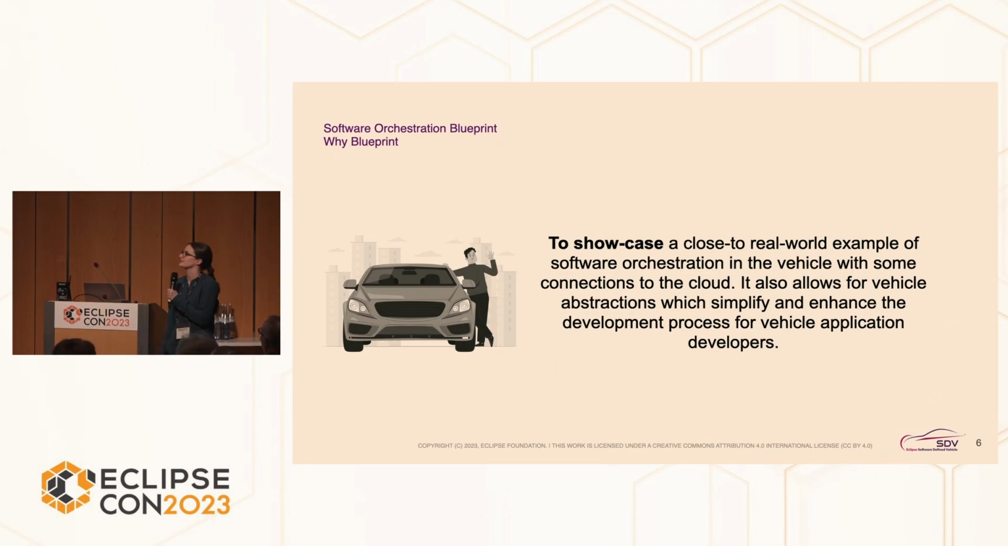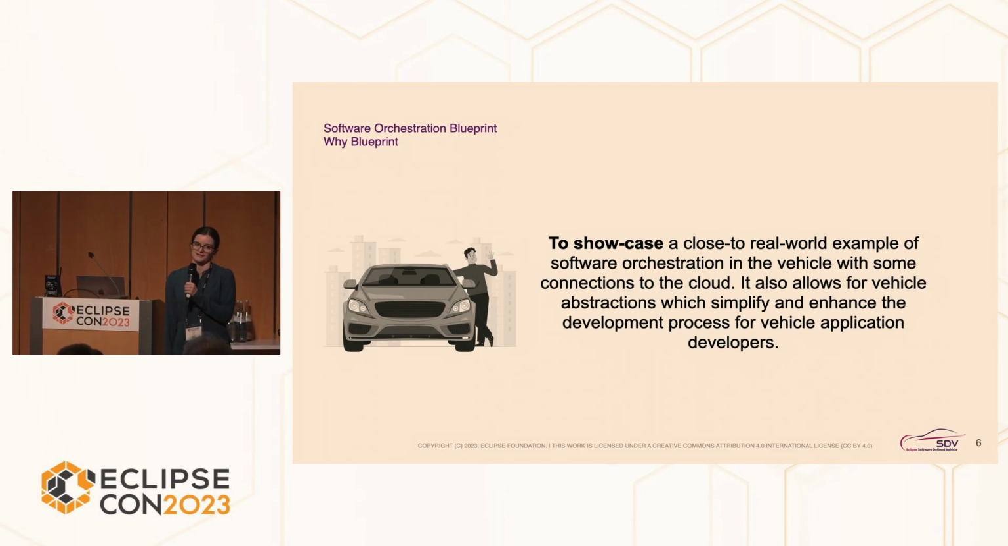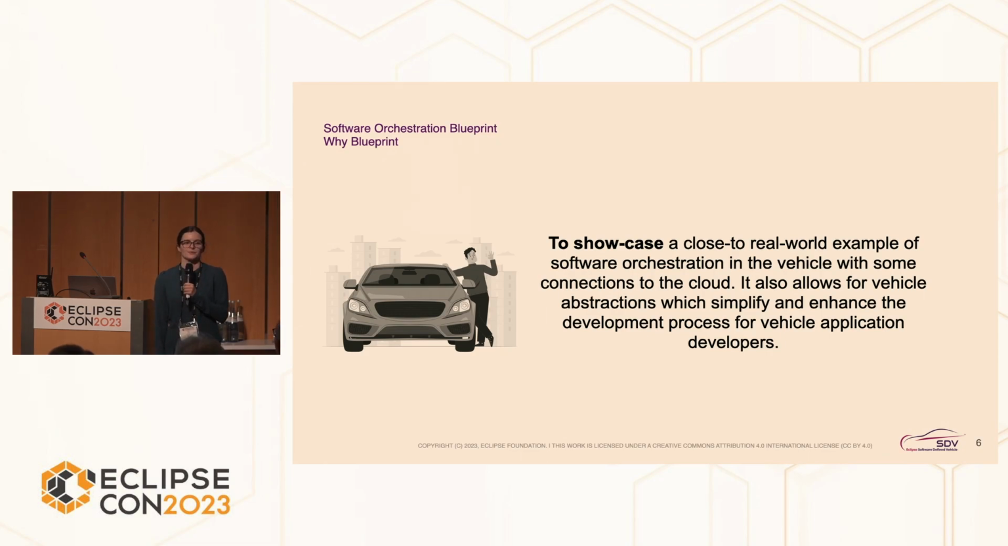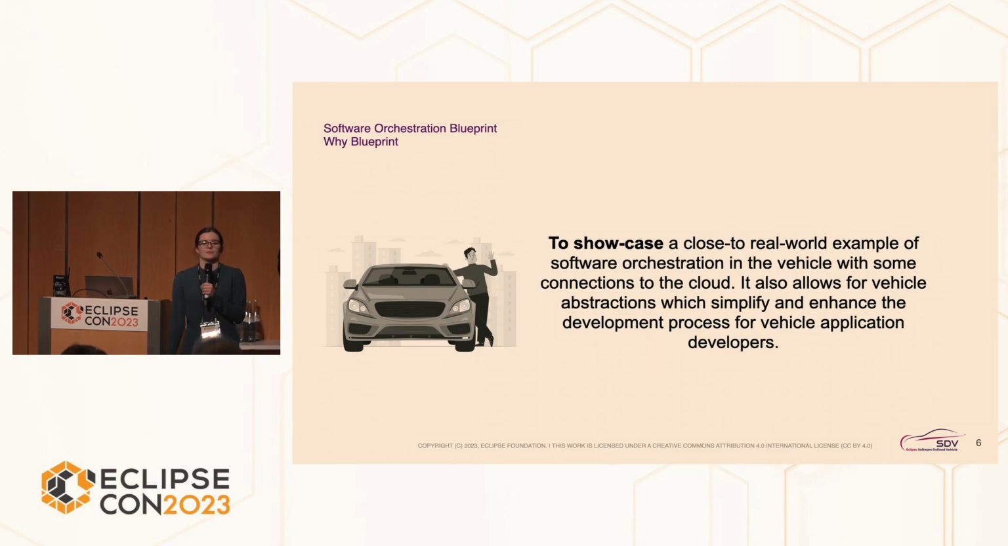Thank you. Now I'll talk a little bit more about our blueprint. The purpose of this blueprint is to showcase a close to real world example of software orchestration in the vehicle with some connections to the cloud. It also allows for vehicle abstractions, which simplify and enhance the development process for vehicle application developers through the workloads that we provide in the blueprint. Through this collaboration, we hope to also explore how applications can leverage software orchestrators to help tackle some advanced scenarios like resilience, workload placement, and scheduling.